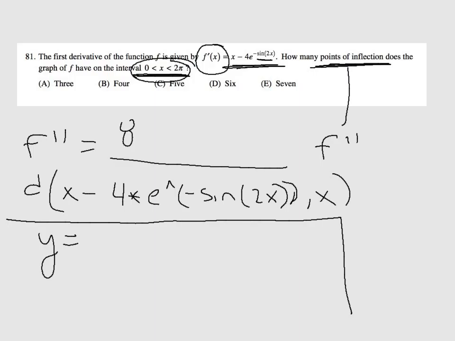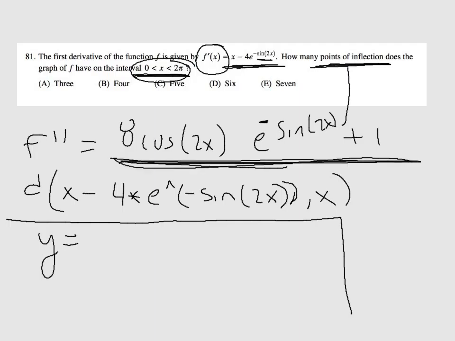8 cosine of 2x times e to the negative sine of 2x plus 1. So what we're going to do, and we want to make sure that we have the right function, is we're going to graph this in our y equals with a window of 0 to 2 pi. Okay? So I'm going to go ahead and pause again and write with a small sketch of what the function looks like when I do everything correctly.